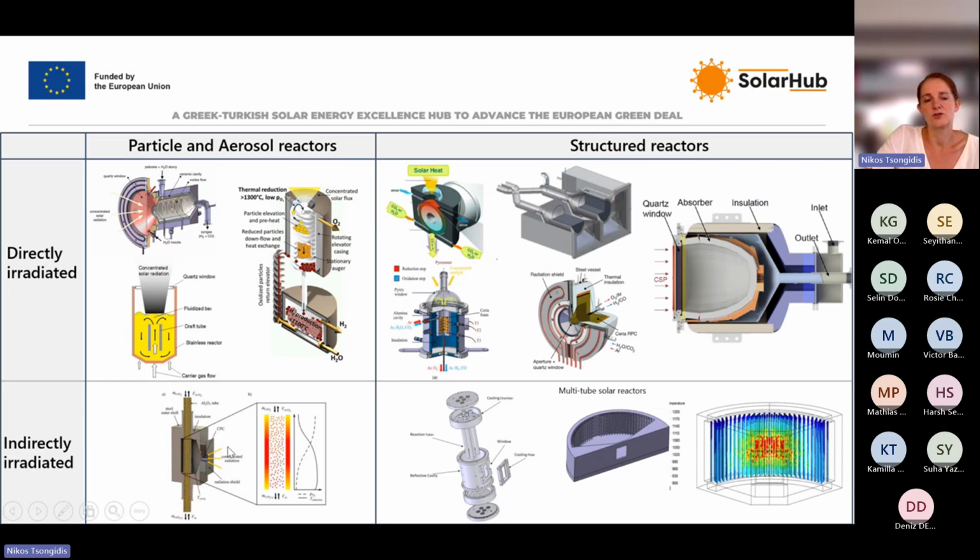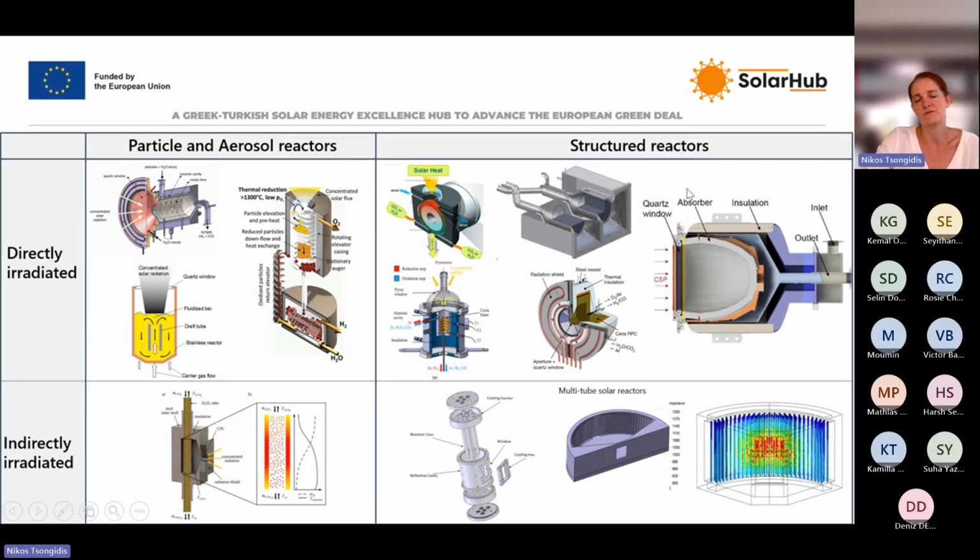We have also indirectly irradiated particle reactors where, again, the solar energy enters through an aperture and hits an alumina tube or a ceramic vessel, which is heated and indirectly heats the particles that flow inside the reactor.